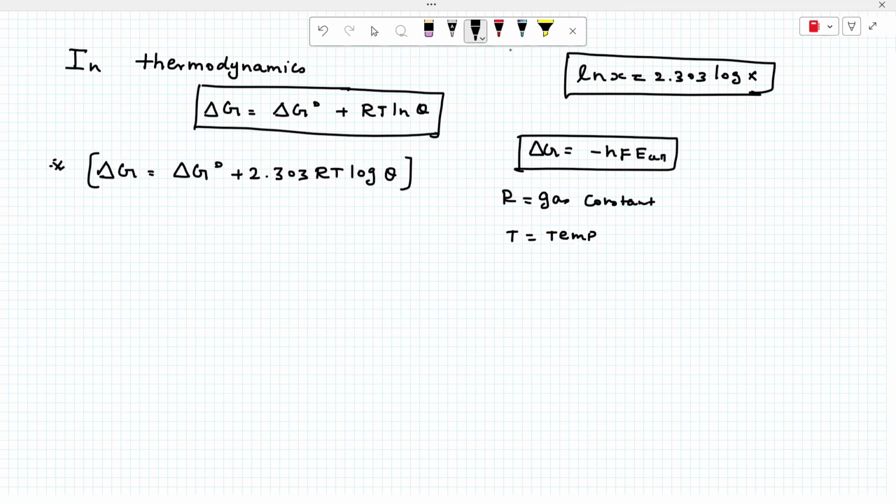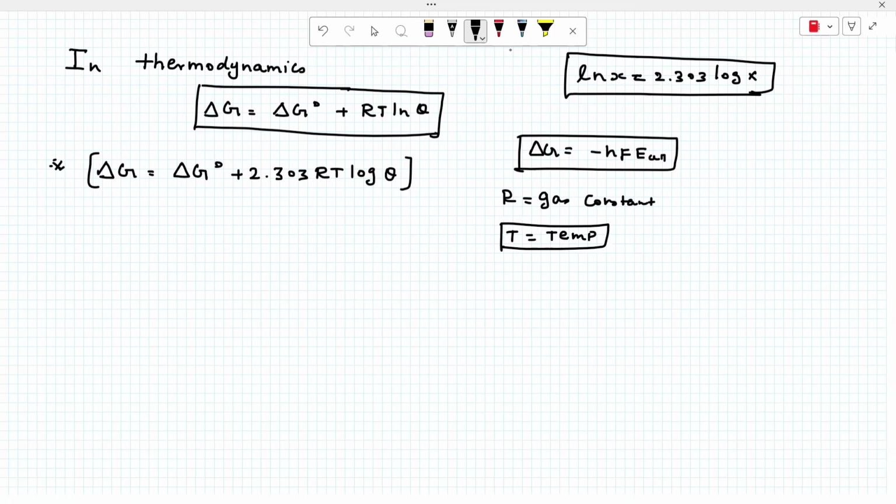Again, I am telling you the Nernst equation is temperature dependent. Whatever equation I derive here is only at a temperature of 25 degrees Celsius, room temperature, if I am measuring the cell potential. If the temperature changes, the Nernst equation changes. But by default, the temperature of the reaction is 25 degrees Celsius.